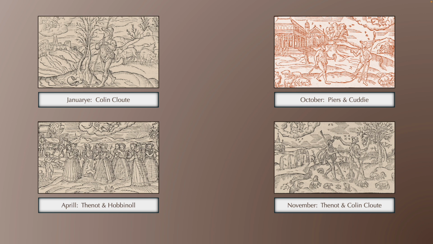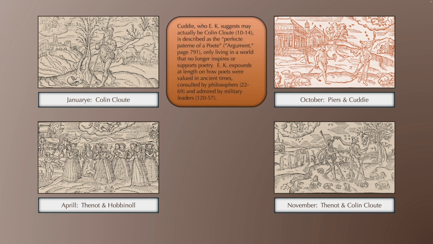The October Eclogue is a dialogue between Piers and Cuddy. E.K. suggests that Cuddy may actually be Colin Clout. That is another avatar of Spenser, and he's described as the perfect pattern of a poet in the argument to the Eclogue. The only problem is he lives in a world that no longer inspires or supports poetry, which is really the subject of the October Eclogue.